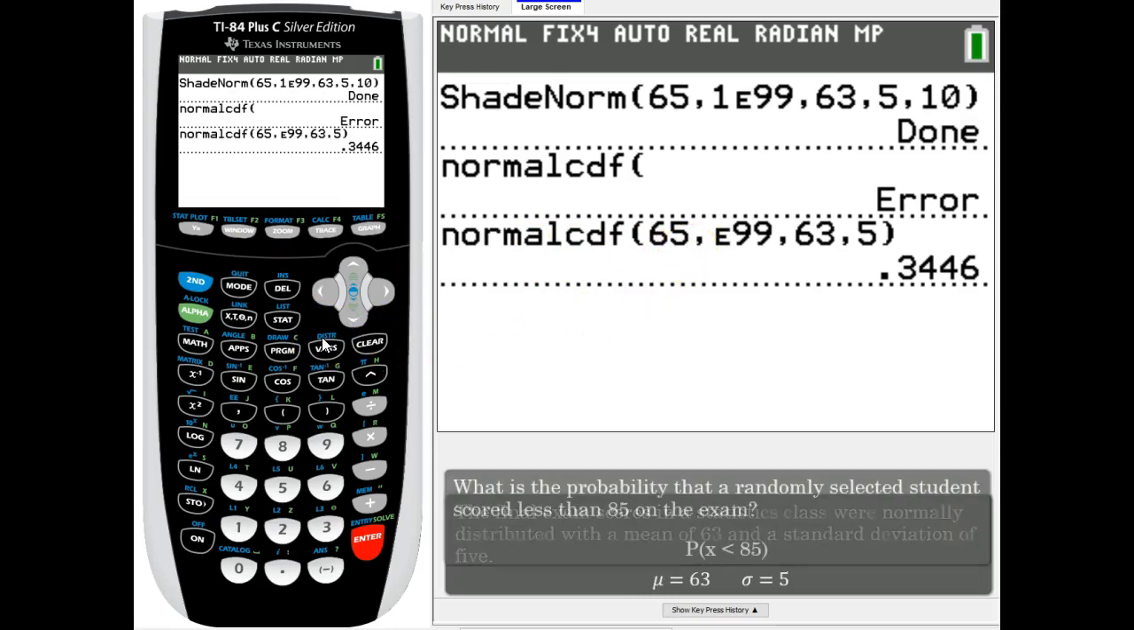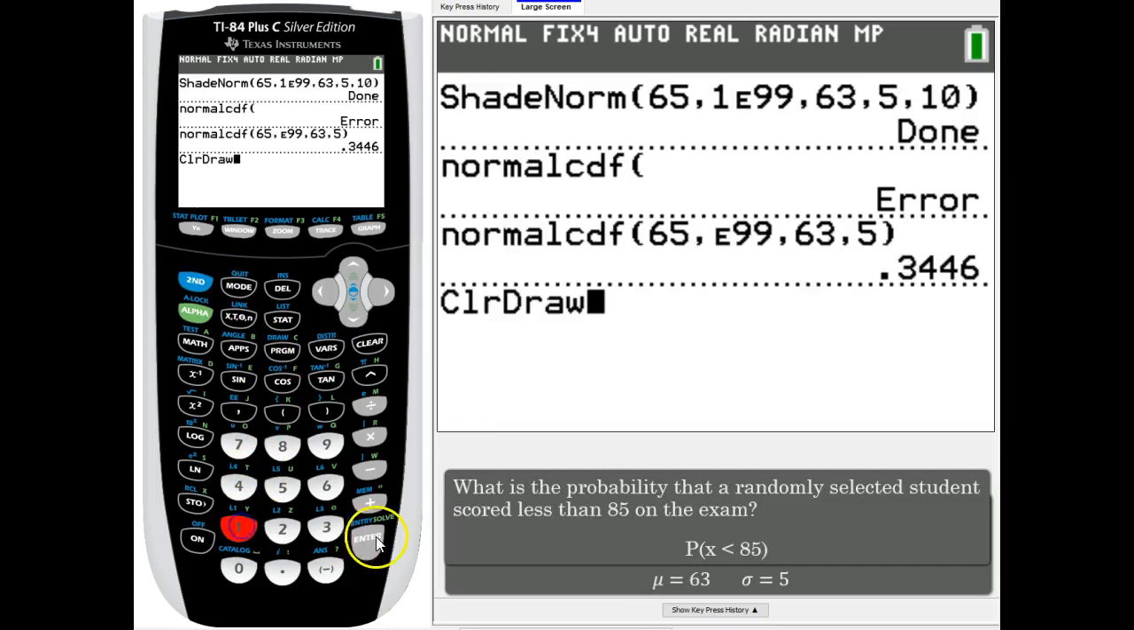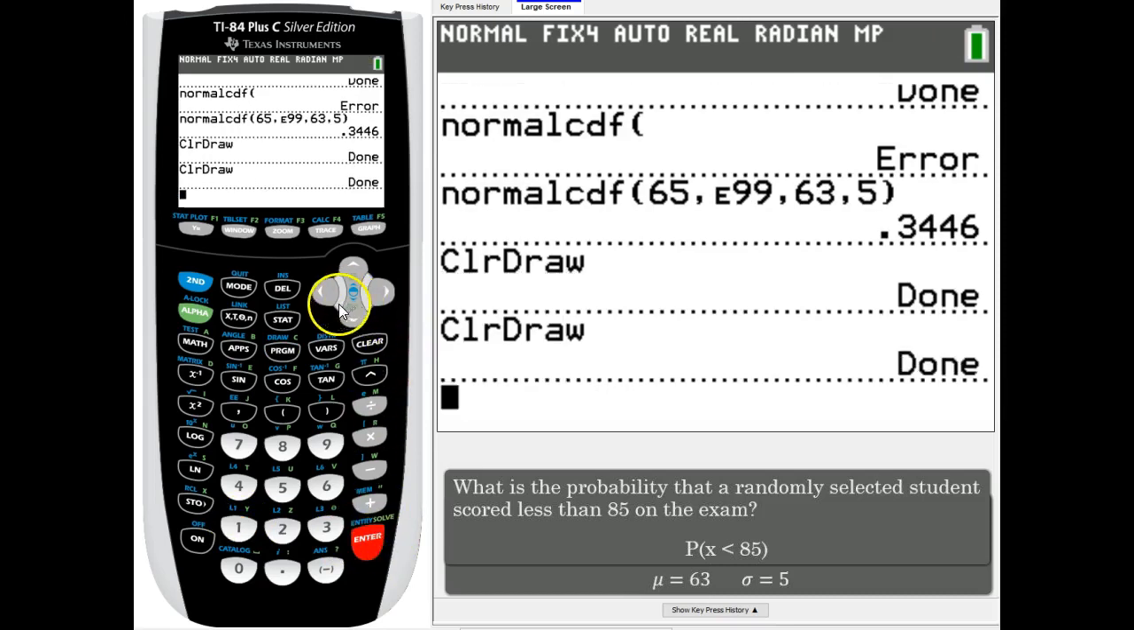Now I want to know, what's the probability that my score will be less than 85? And I'm going to do it both ways. I'm going to shade norm, and then do the normal CDF. But I need to clear out the shade that I have already. So I'm going to go to second draw, which is right here, and clear my drawing. Okay, so my draw is now, if I went to graph, it would just graph the normal.